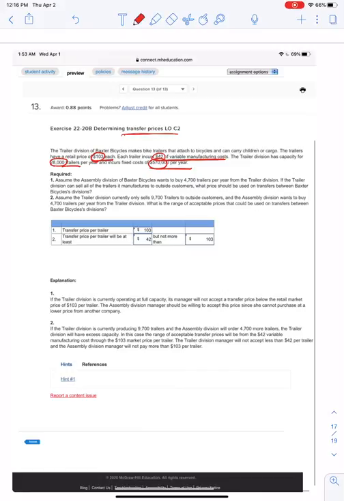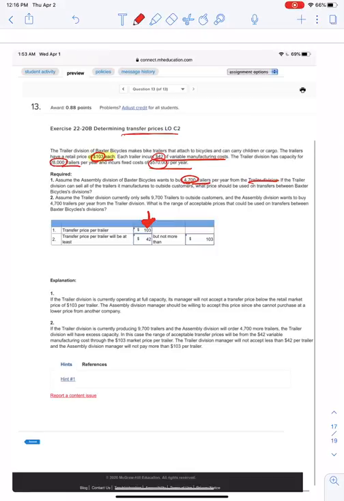So if we assume the assembly division of Baxter Bicycles wants to buy 4,700 trailers per year from the trailer division, and the trailer division can sell all of the trailers it manufactures to outside customers, what price should be used on transfers between the divisions? Well, if I can sell all of these to people outside of the organization, then if I'm selling within the organization, I should also sell at the same price that I would sell to my customers. The retail price was $103 each, so we will sell to the other division also at $103.